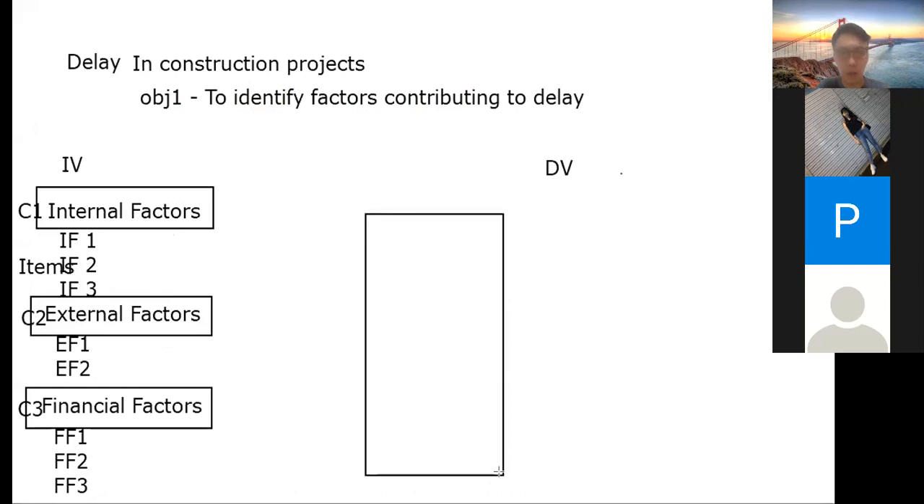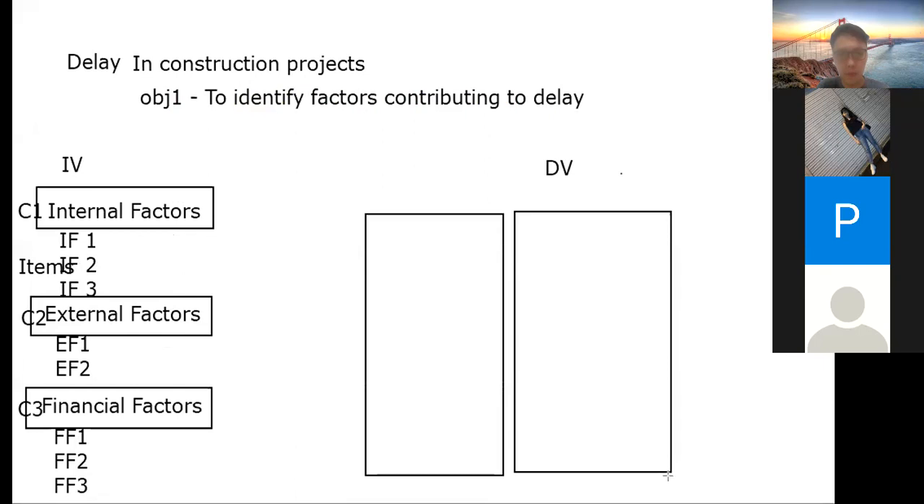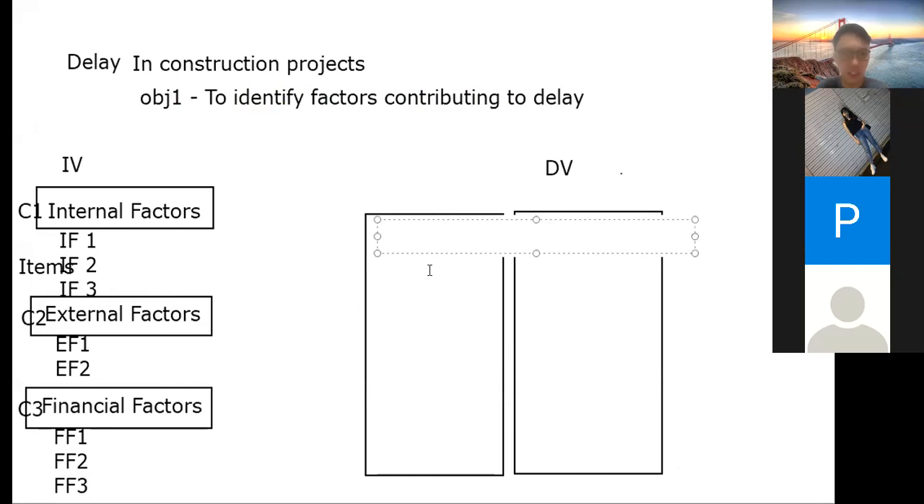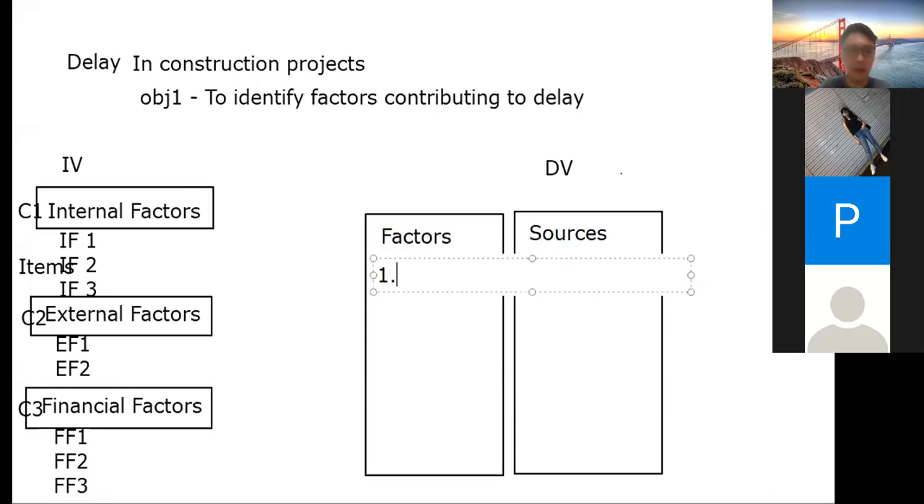Put one column, put two columns. In this column you write the factors, because now we are reading factors. In this column you write sources. I don't group them first. Write 1, write 2, write 3. Continue and list down all the factors, up to 5 and 6.